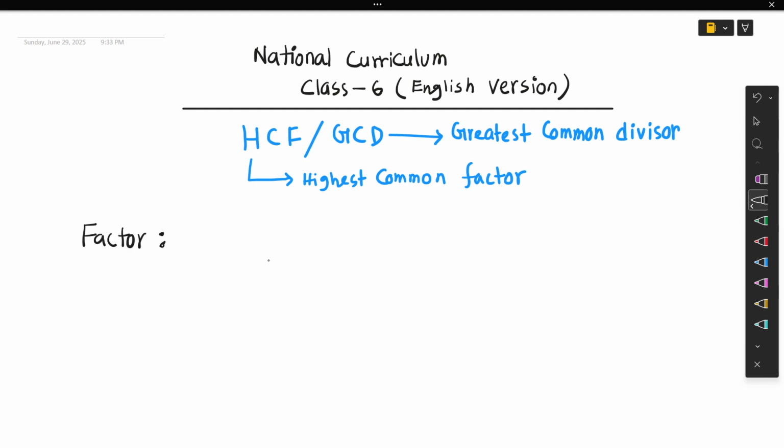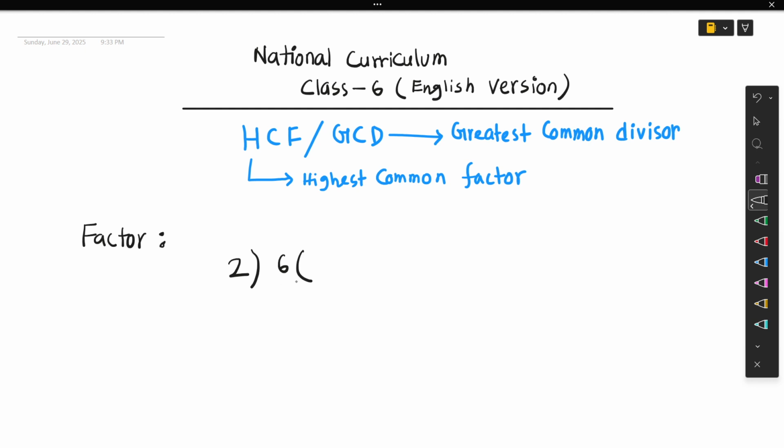What is factor? A number can be a factor of another number if you divide a number with that number and gets zero as remainder. আচ্ছা, কথাটা মানে কি? যেমন মনে করো আমরা 2 দিয়ে 6 কে ডিভাইড করব। এখানে 6 কি? 6 হলো ডিভিডেন্ট আর 2 হলো ডিভাইজর, রাইট?